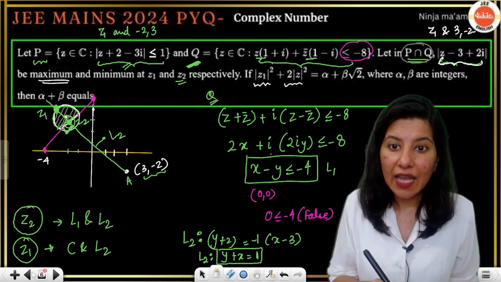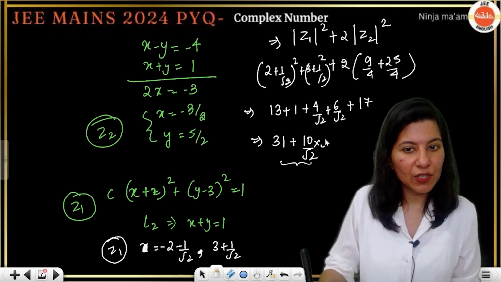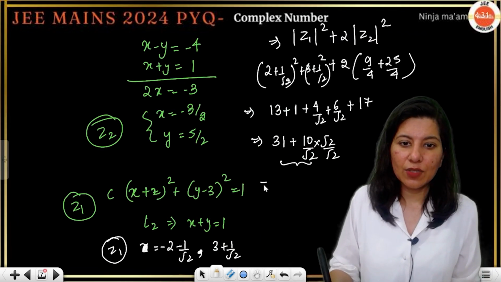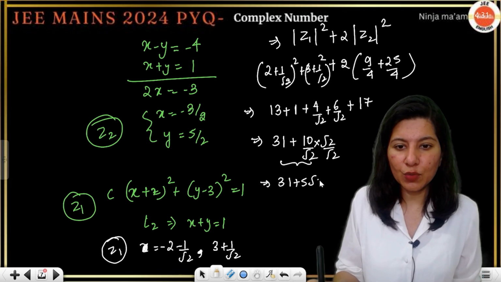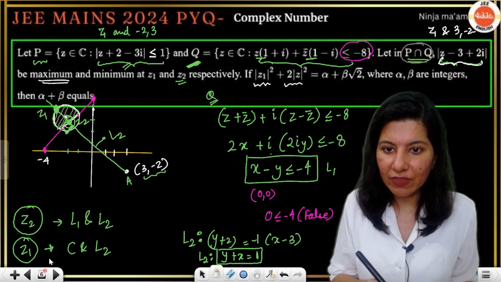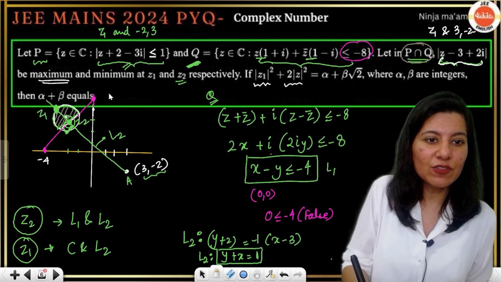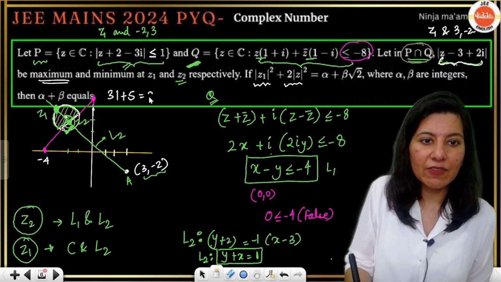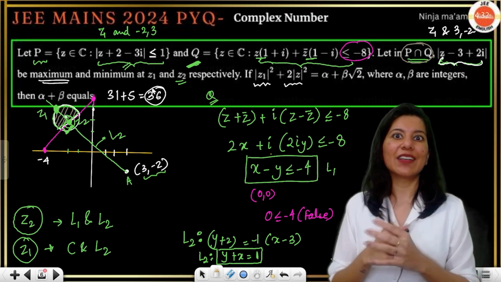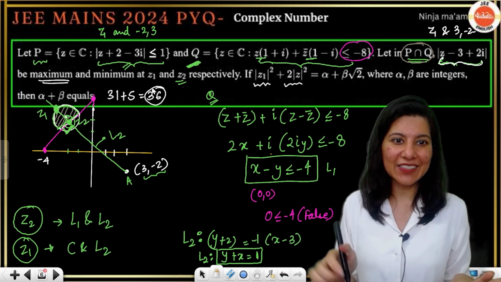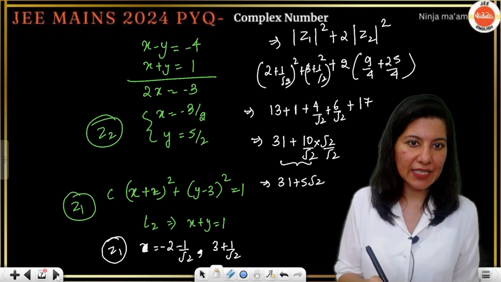Let us check. Alpha plus beta by root 2, so we need to rationalize. So this is 31 plus 5 root 2. 31 comma 5. So 31 plus 5 will be 36 as the final answer. I hope that is clear. This question is also done nicely.